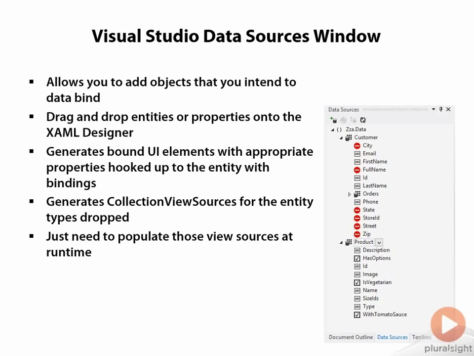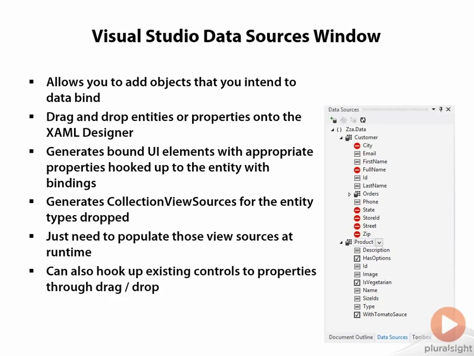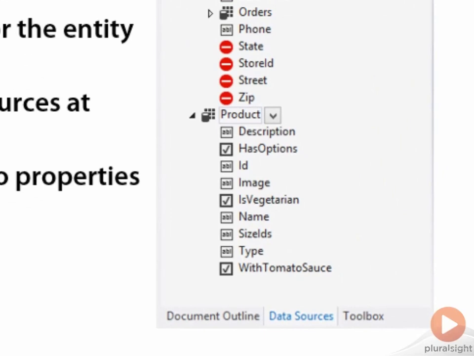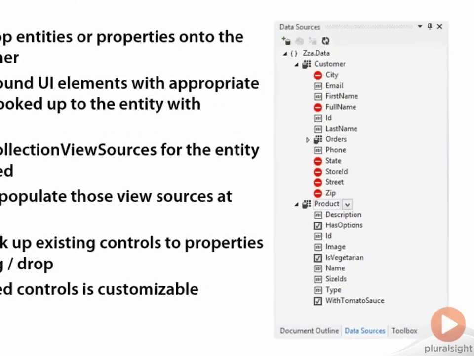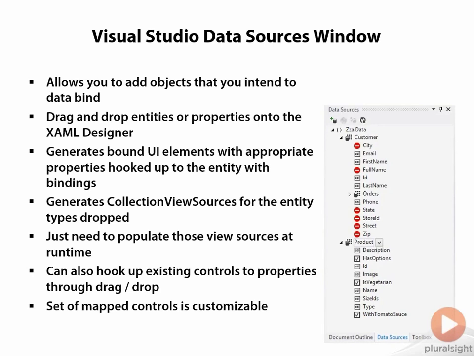In addition to generating brand new UI elements by dragging and dropping, you can drag and drop from properties or entities within the data sources window onto existing controls, and that will just hook up bindings to appropriate properties on those controls. The icons in this window represent the kind of control it's going to be generating, and you can see drop-down arrows next to the selected item, the product in this case, that allows you to change what those mappings are. So you can change what control is going to be generated when you do your drag and drop directly through the UI, and you can also go into an options dialog and you can change what set of controls are available when you do the drop-down for a given property type.